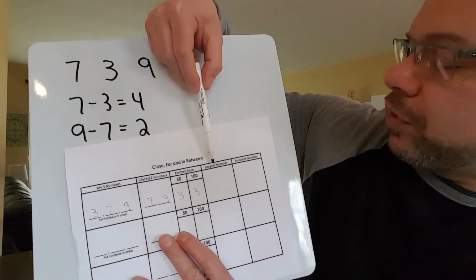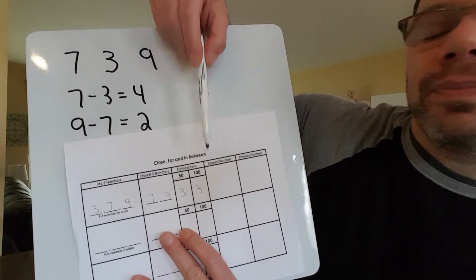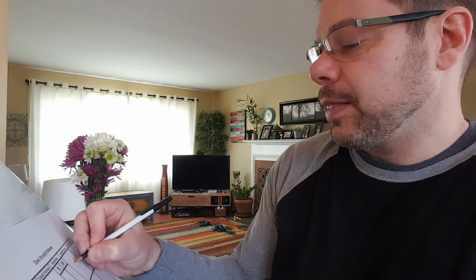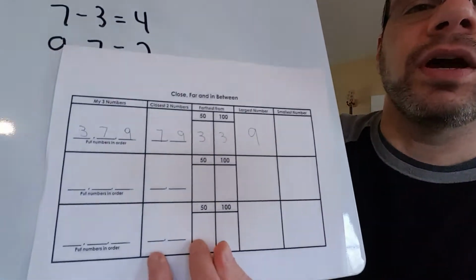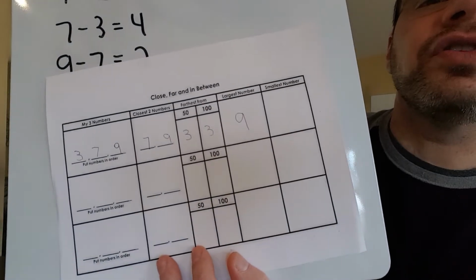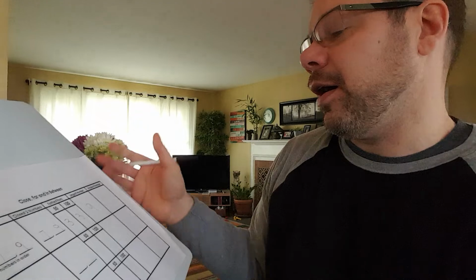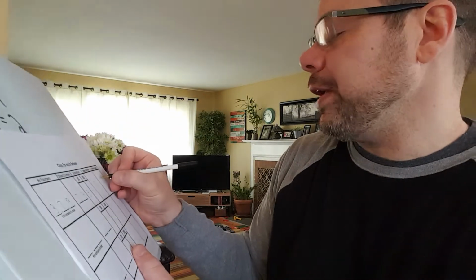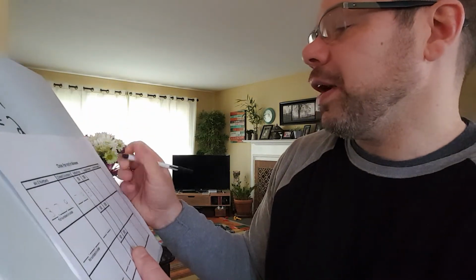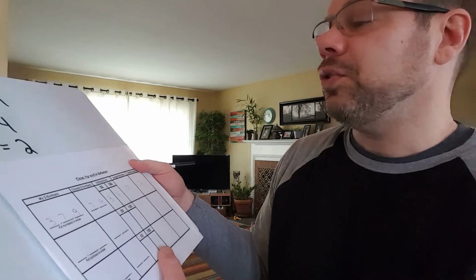And then right now we're saying what is the largest number? The largest number we have out of those three numbers is 9. Okay? And then the last thing is, what is the smallest number? Well, clearly the smallest number out of those three numbers is 3. I'm going to go ahead and fill that in. So that's how we do that.